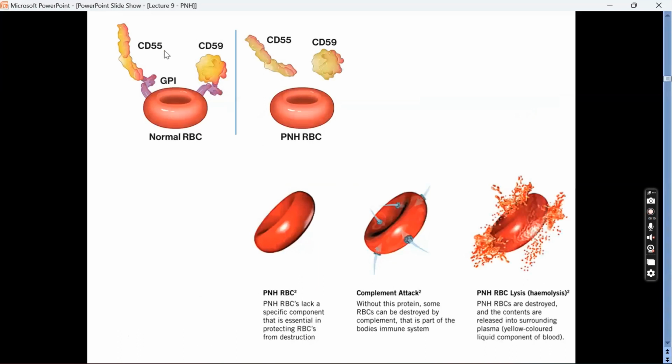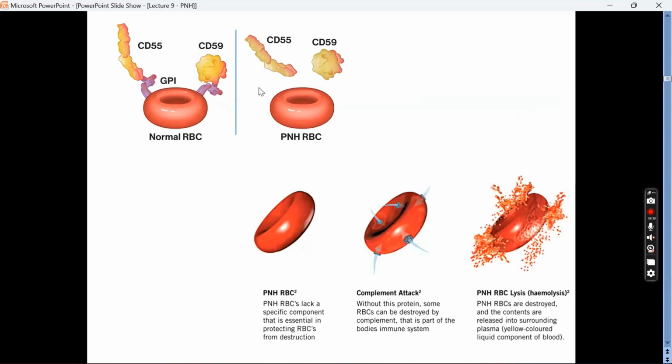Okay, so again, some more illustrations. This is the normal RBC and this is the GPI anchor, and there are two important proteins which are linked to the RBCs by this GPI anchor. One is CD55, which is called decay accelerating factor. The other is CD59, which is MIRL, membrane inhibitor of reactive lysis. So these two important proteins are linked to the RBCs by the GPI anchors.